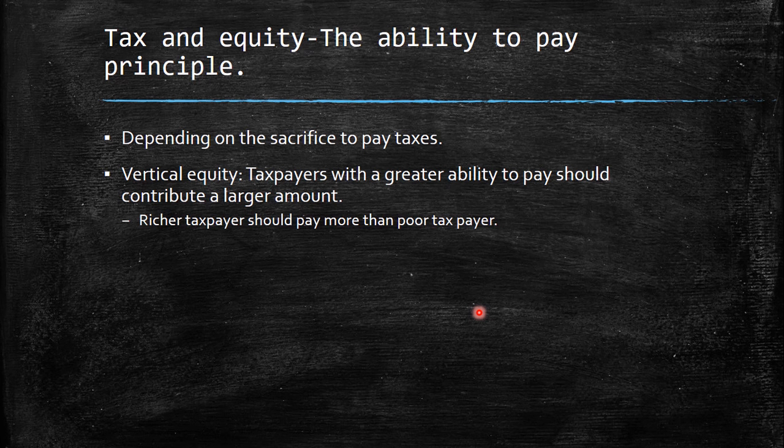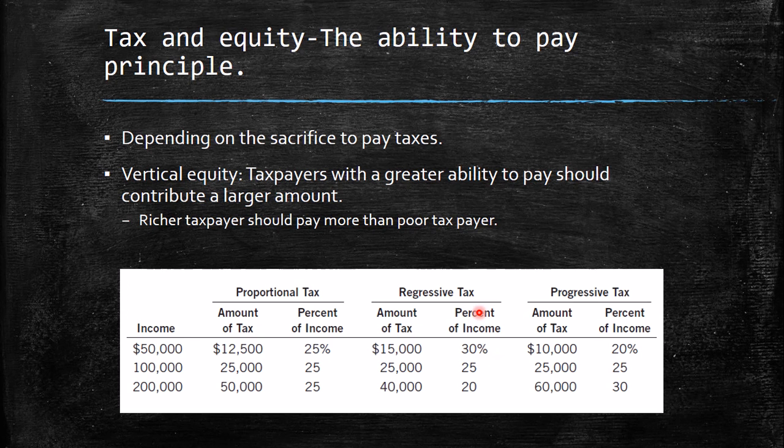So this is divided between vertical and horizontal equity. The first one is vertical. Taxpayers with a greater ability to pay should contribute a larger amount. Basically it says that richer taxpayers should pay more than poorer taxpayers. This is clear, but something that is really hard to determine, and actually we don't have a true answer, is the scheme that policymakers need to follow.